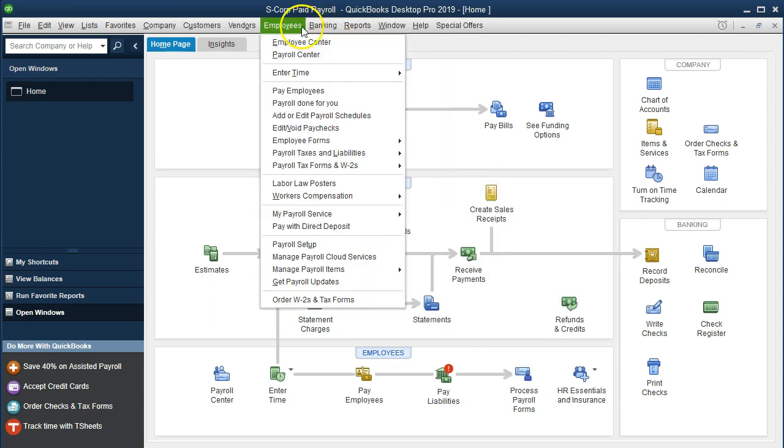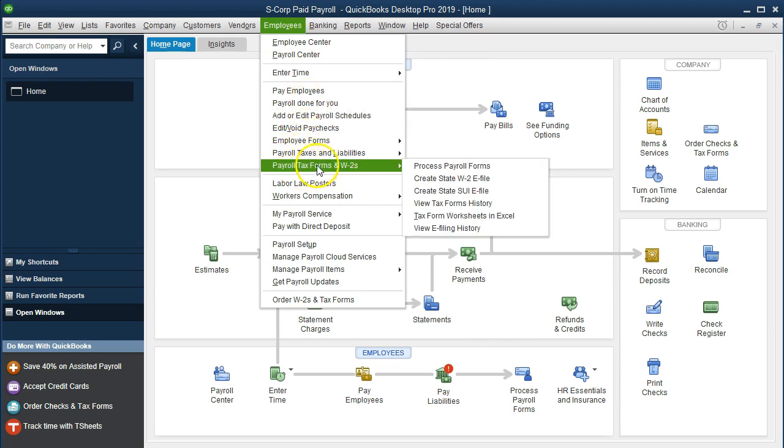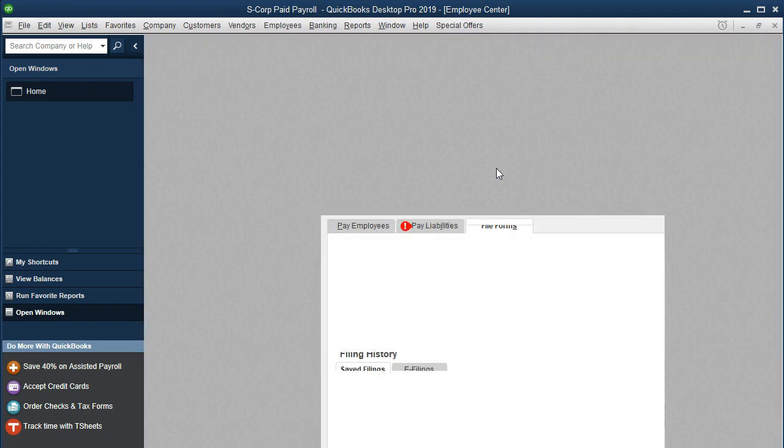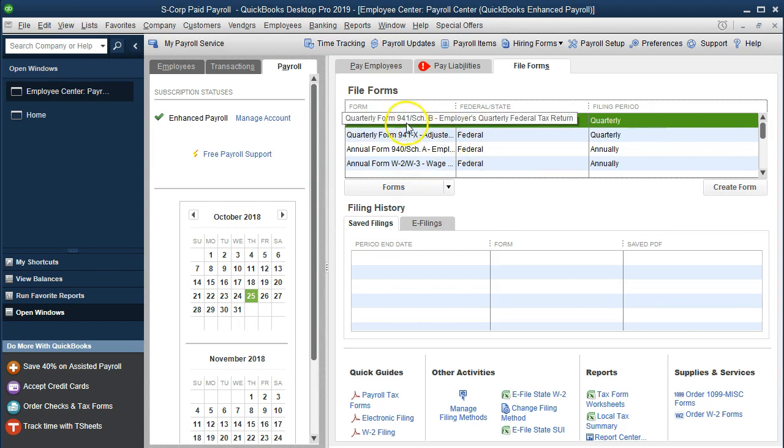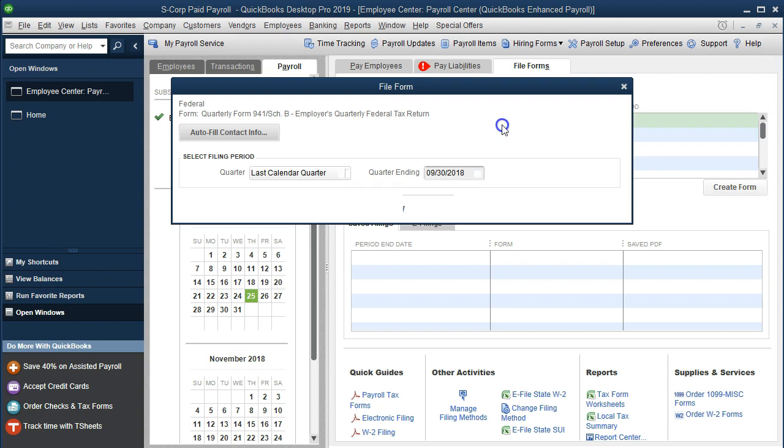To do that, we're going to go to the employees up top and we're going to go to the payroll tax forms, and then we want to see the process payroll forms. So we're going to process payroll forms here. And we're going to take a look at the forms 941. So the 941, the quarterly form, double clicking on that item. We want the quarter end of the fourth quarter this time.